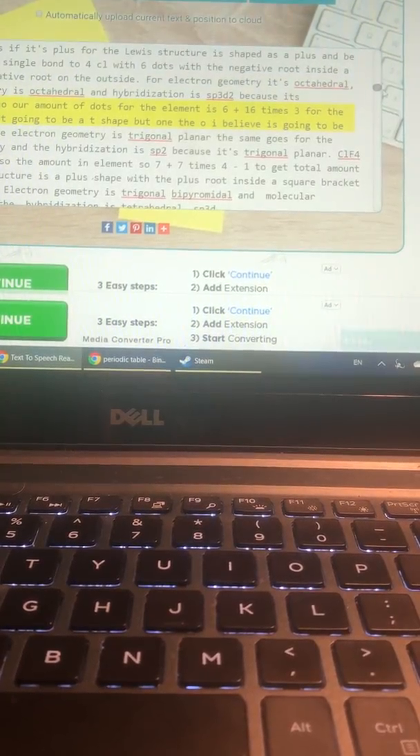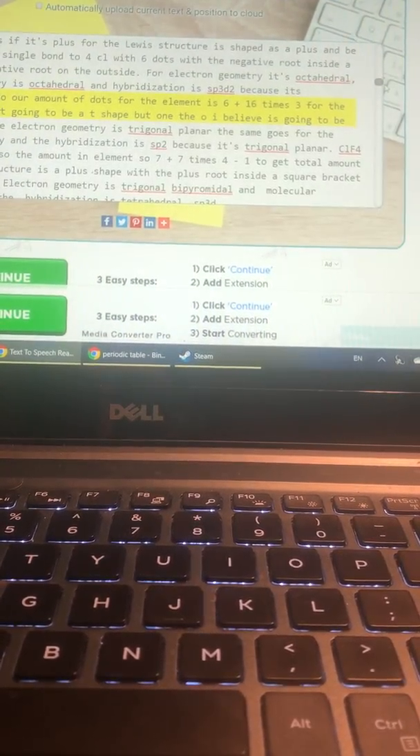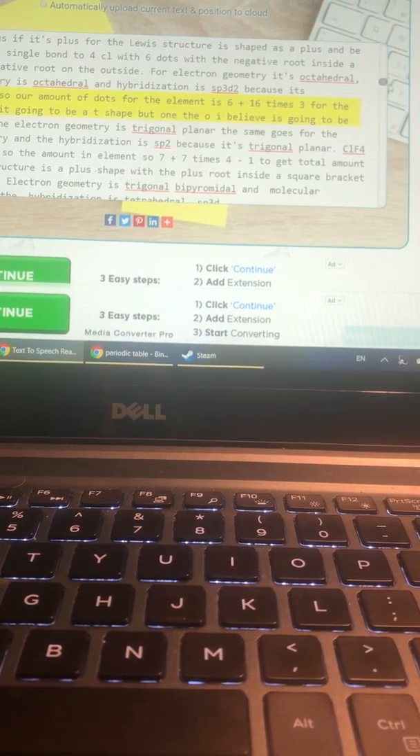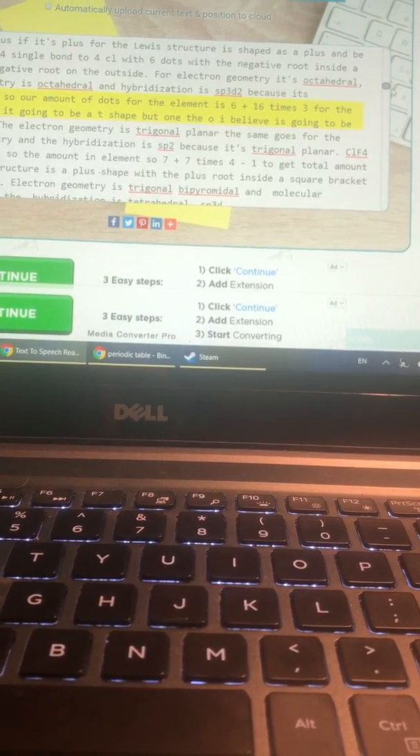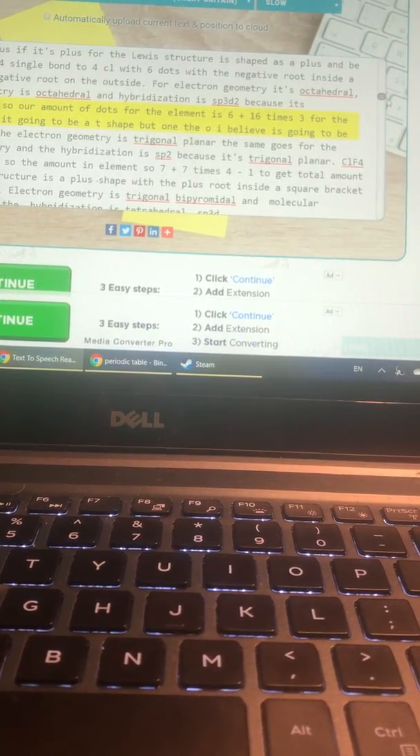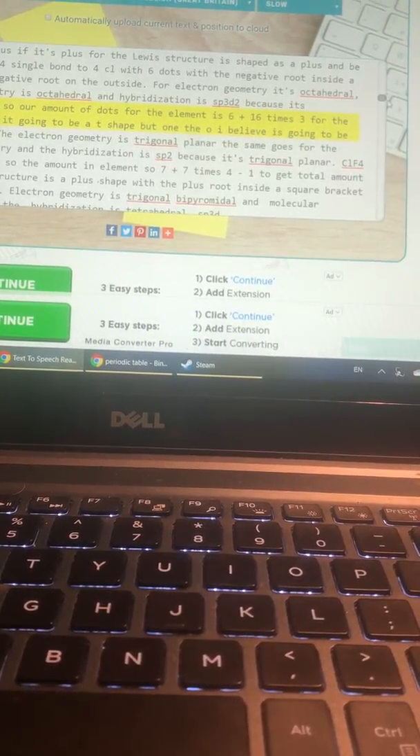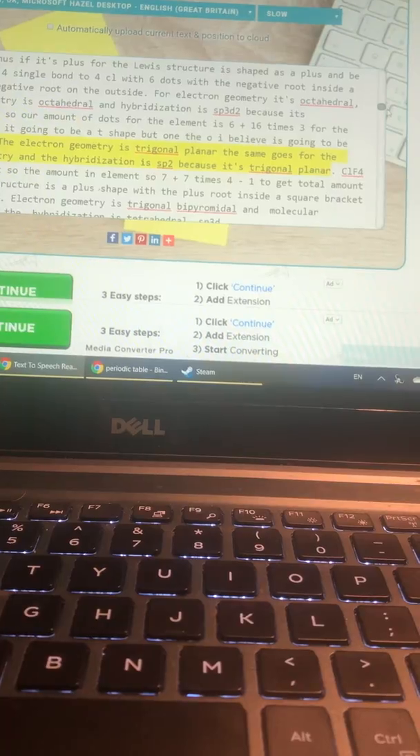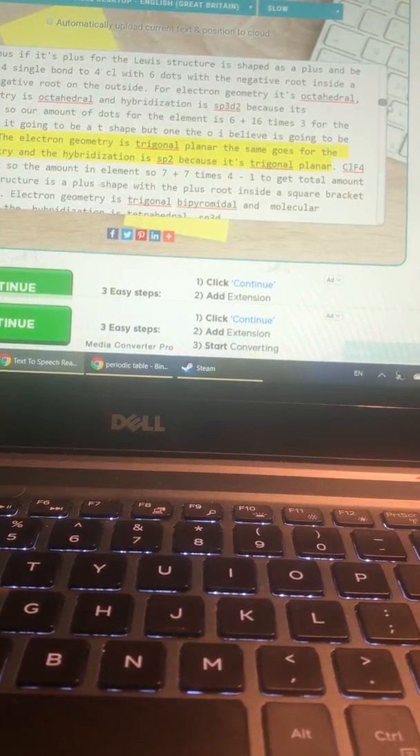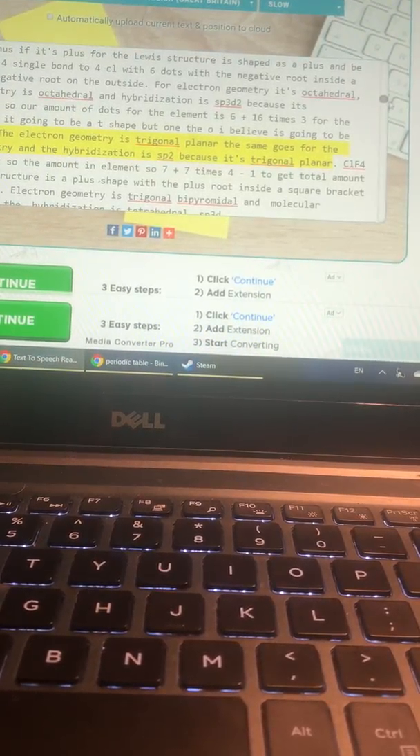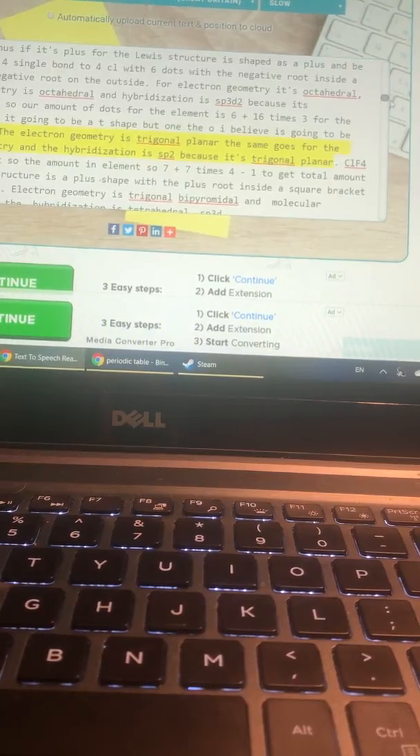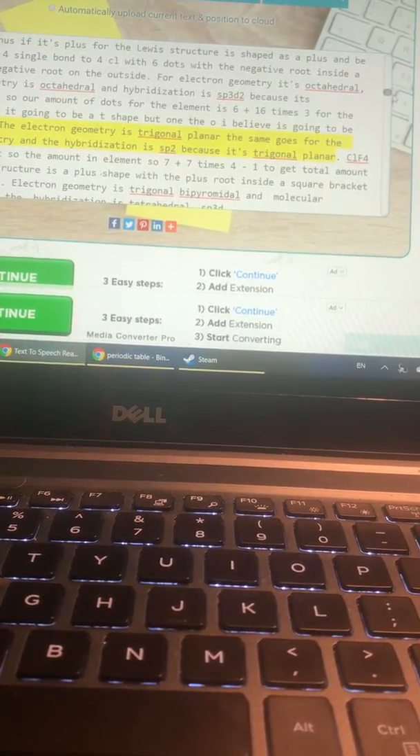So our number of dots for the element is 6 plus 6 times 3. For the Lewis structure it is going to be a T-shape, but one of the O's I believe is going to be double bonded. The electron geometry is trigonal planar. The same goes for the molecular geometry, and the hybridization is sp2 because it's trigonal planar.